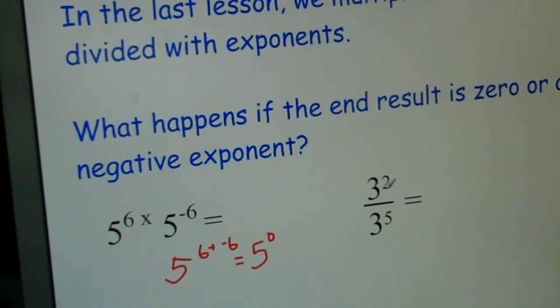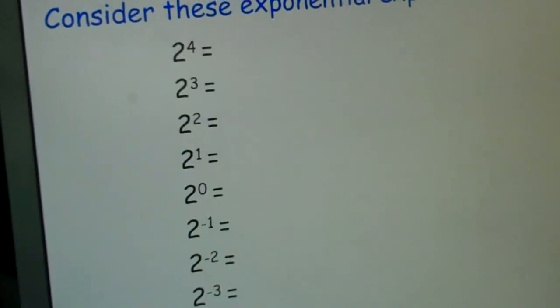And this one, 3 to the 2nd power divided by 3 to the 5th power. You should remember that you keep the base and you subtract the exponents. 2 minus 5, and what do you get? 3 to the negative 3rd power. What do you think that could be? Well, that's what we're about to find out.